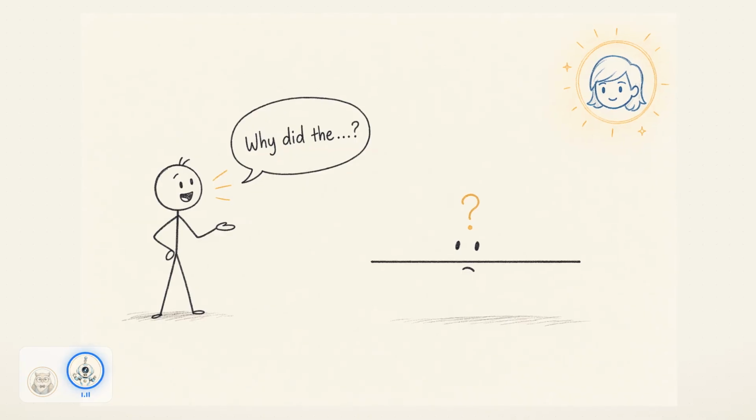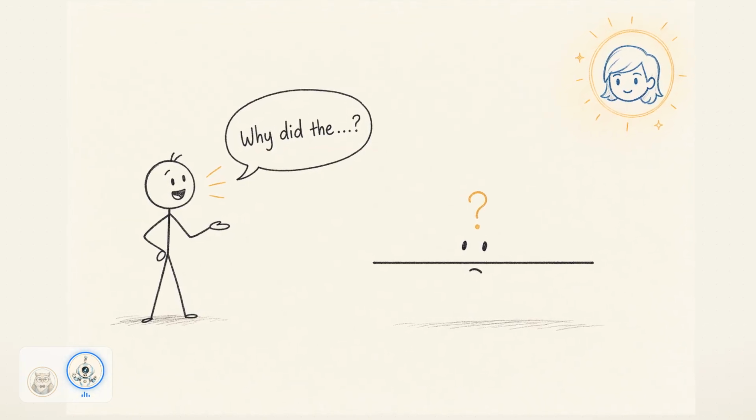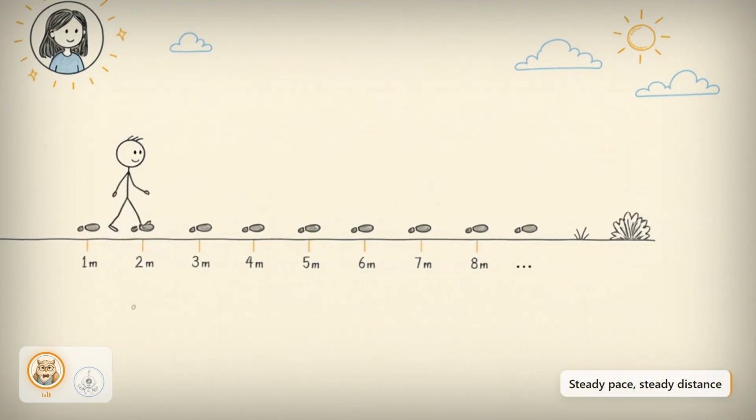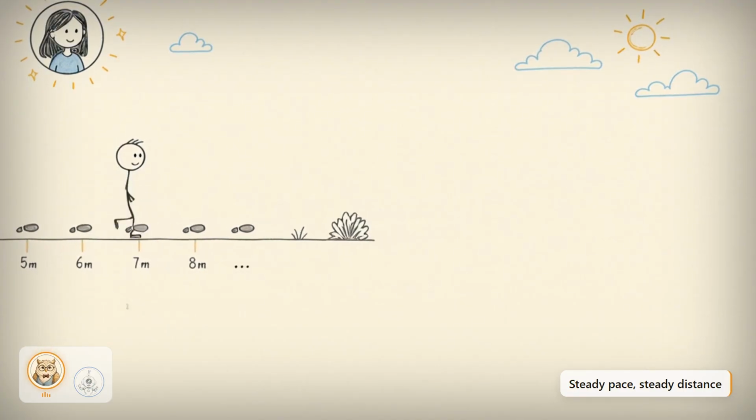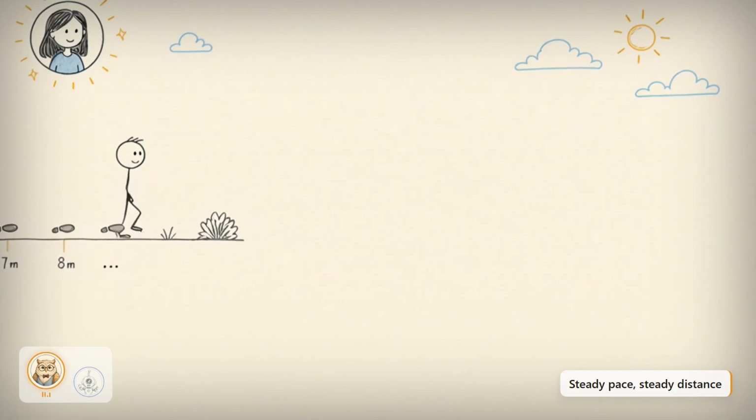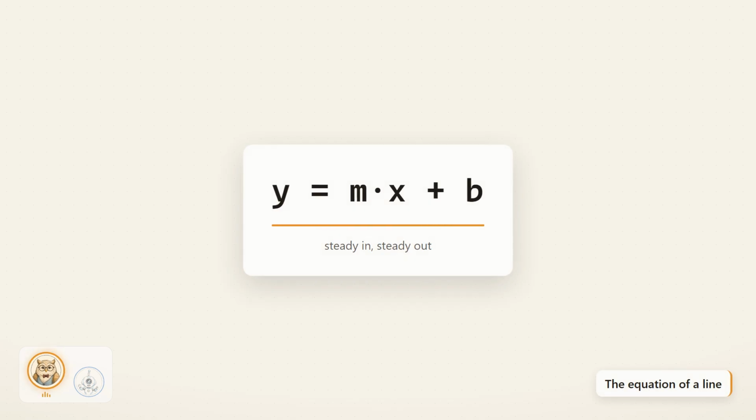Okay, start me at 0. What actually is a linear relationship? Picture walking down a flat road at a steady pace. 1 step, 1 meter. 10 steps, 10 meters. 1,000 steps, 1,000 meters. Perfectly predictable. That's a line. We write it as y equals mx plus b. Steady in, steady out. So the output just keeps pace with the input. Reliable, but a little boring.